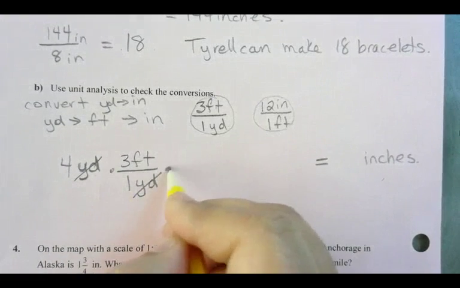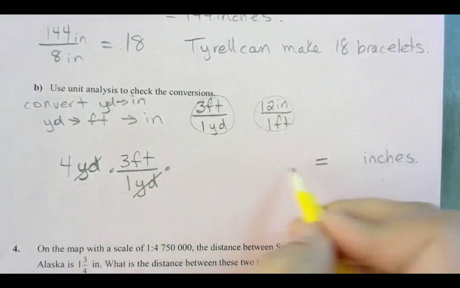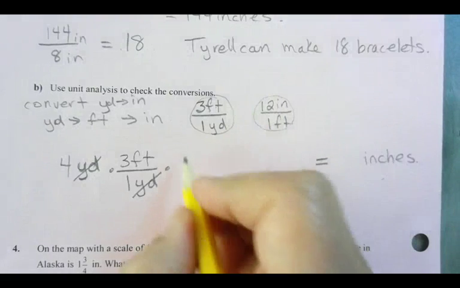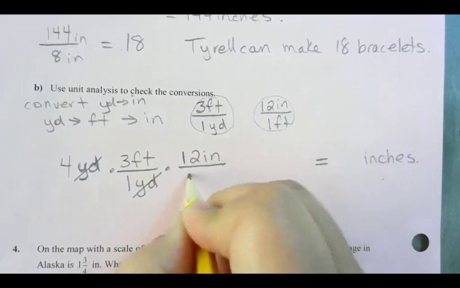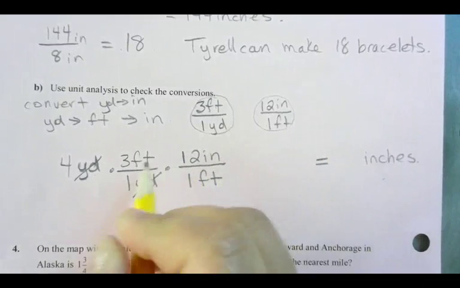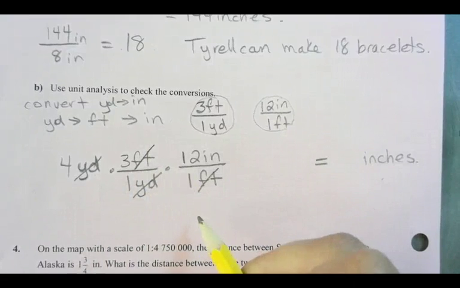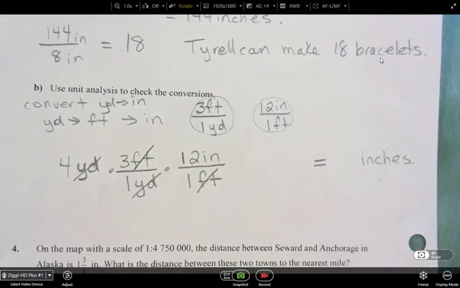Okay. Now, I'm not done. What else do I need to put in here? I need to get to inches somehow, so I need to use this ratio that I have. Why do I have 12 inches over the 1 foot as opposed to the other way around? Because I want the same unit on opposite ends, right? One in the numerator, one in the denominator, so that I can cancel them out.